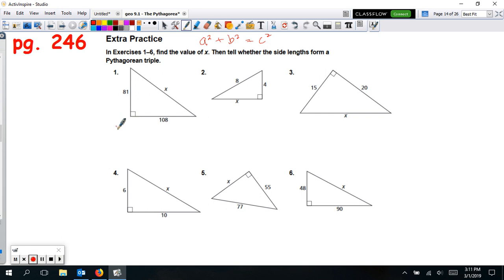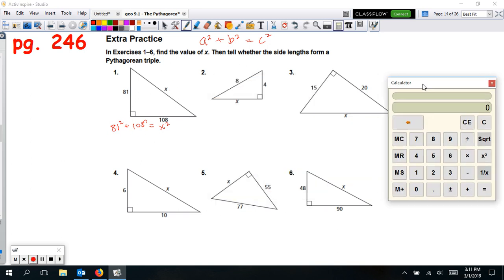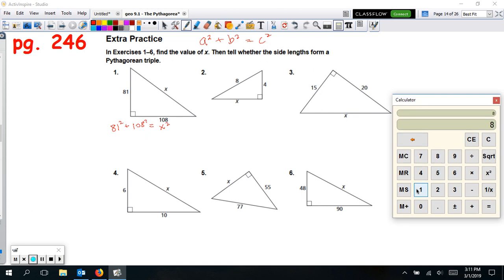So we're going to look at 81 squared plus 108 squared, and it's going to equal x squared, because x is the hypotenuse. It's opposite the right angle, so x is our c. Let's pull up my calculator. 81 squared gives us 6561. 108 squared gives us 11664.